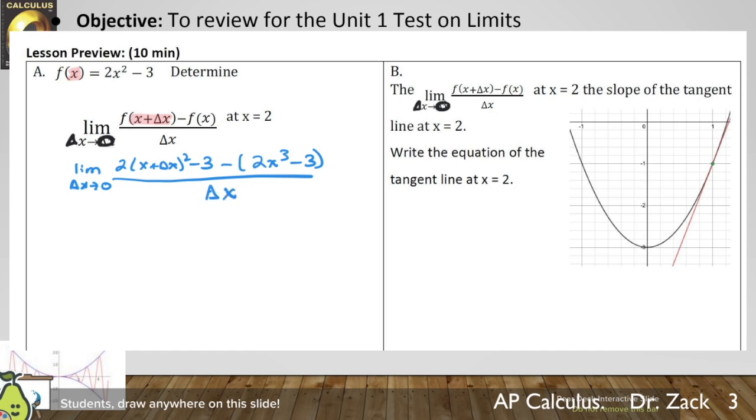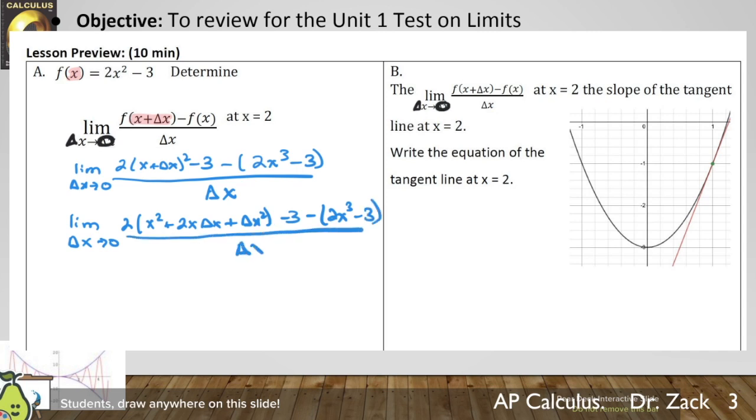Now, I have a choice. I could put x equals 2 into our problem. However, I think what I would prefer to do is work through the algebra. So I have the limit as delta x goes to 0, once again, keeping my notation. Multiply through. This gives me 2 times x squared plus 2x delta x plus your delta x squared minus 3, minus the quantity 2x squared minus 3 again. And all of this is divided by delta x.